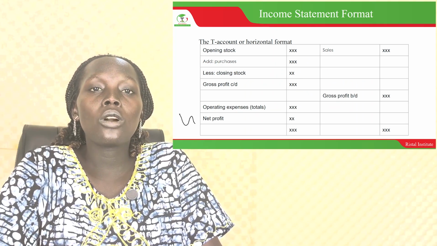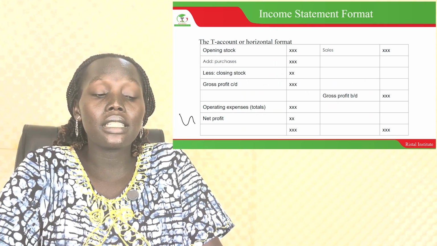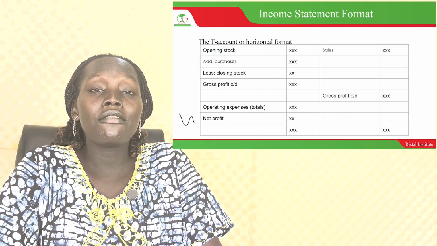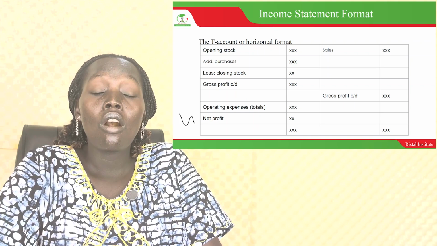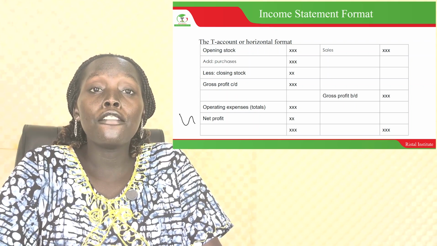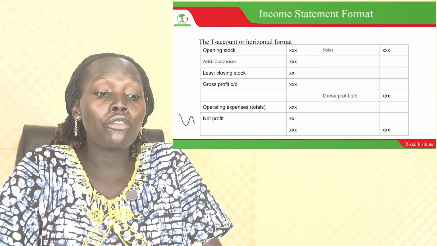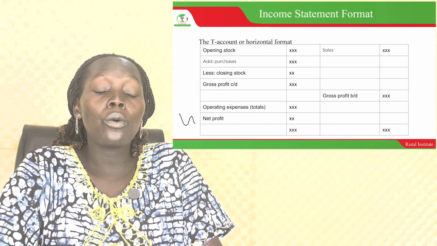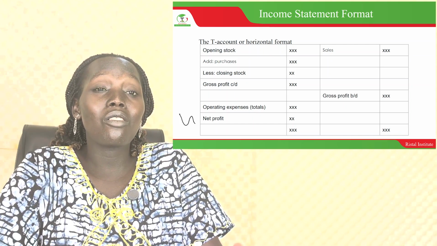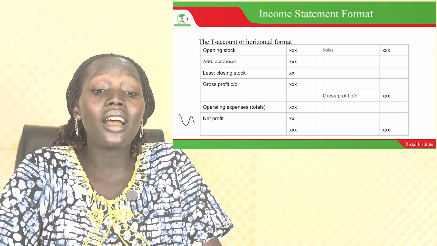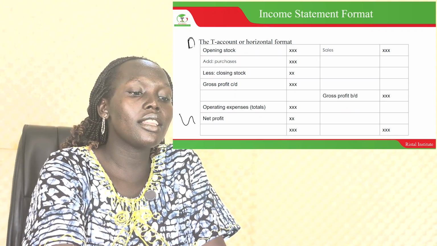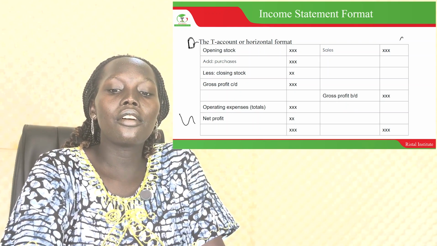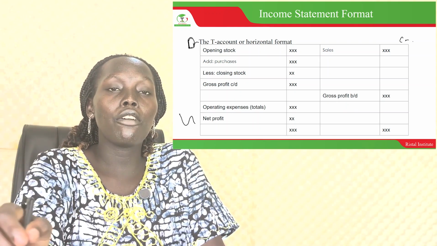So let's first look at the format of the income statement. We have two formats of income statement. We have the T account or the horizontal format. Under this horizontal format, we have the credit side, and this is the debit side, and then this is the credit side. So it's a T format.